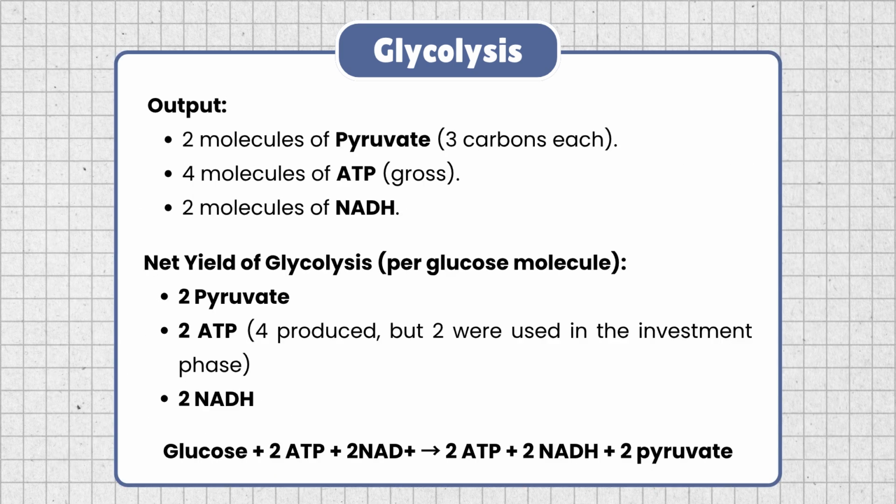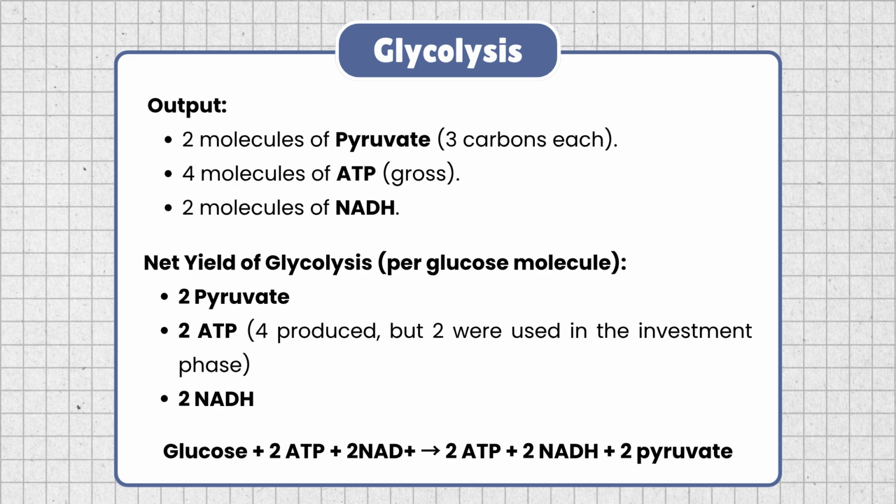After those three phases of glycolysis are complete, the cell has produced quite a few things. First, the two molecules of pyruvate. These are 3 carbon molecules that will move on to the next stage of cellular respiration. Next, we have the 4 molecules of ATP. This is the total ATP generated from the payoff phase. And last, we have 2 molecules of NADH, or critical high energy electron carriers.